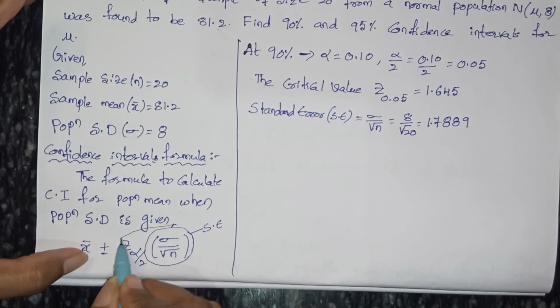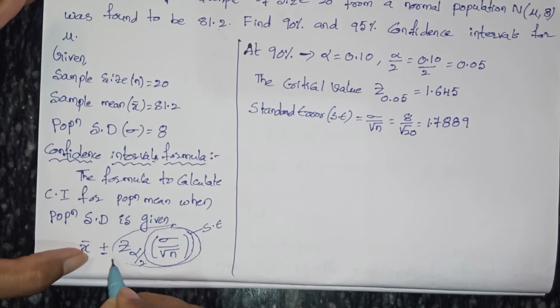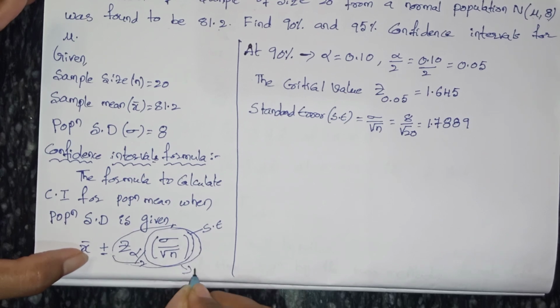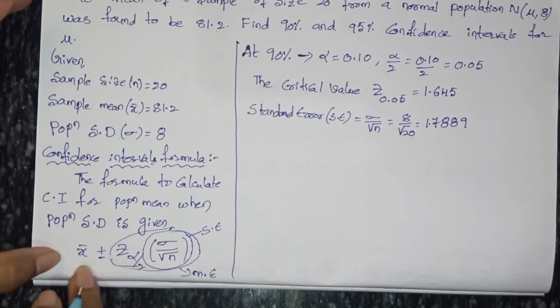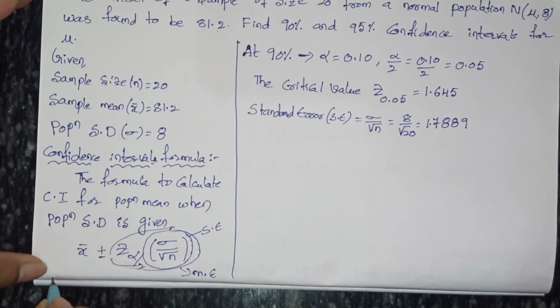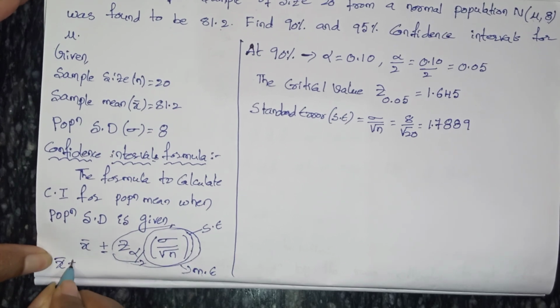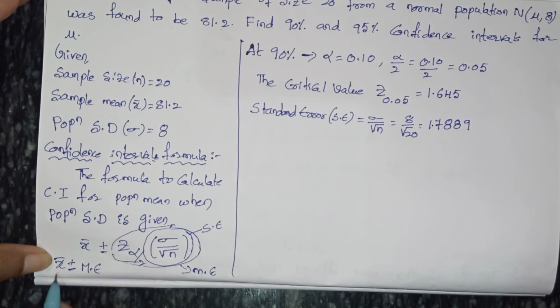The whole part is called the margin of error. That means we can simply write this formula as x bar plus or minus margin of error. Margin of error means this whole part will come. Only this part is called the standard error. The whole part is called the margin of error.